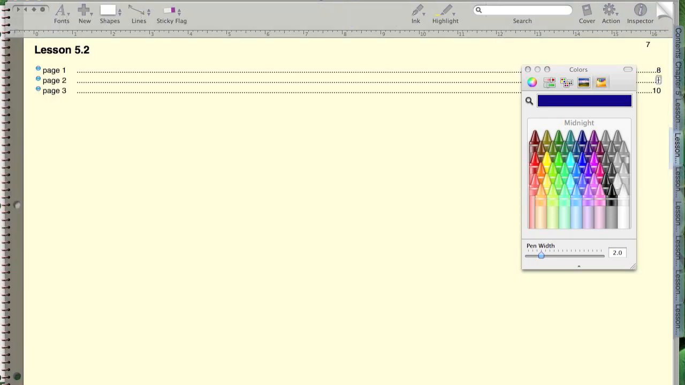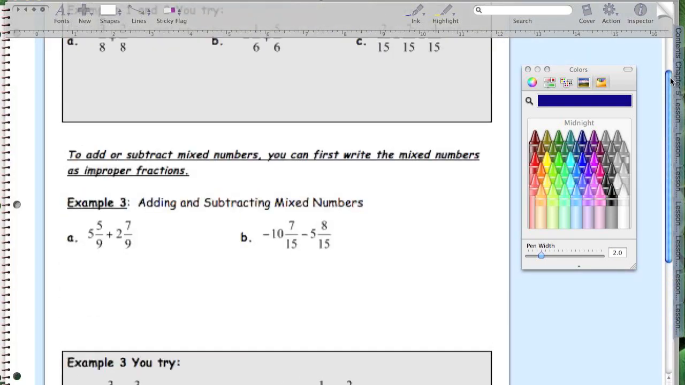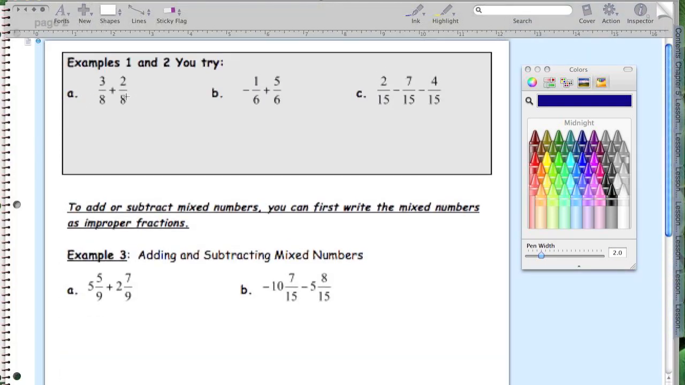Let's try a couple more practice together. We have here 3/8 plus 2/8. 3 plus 2 is 5. Keep my denominator constant. Can't simplify, so we are done. Negative 1/6 plus 5/6. Negative 1 plus 5 is positive 4/6, but that can be reduced to 2/3.